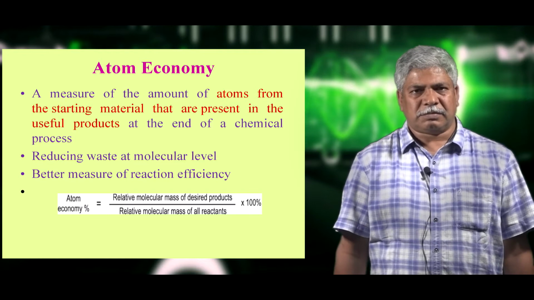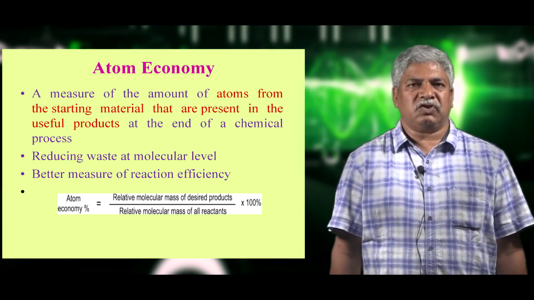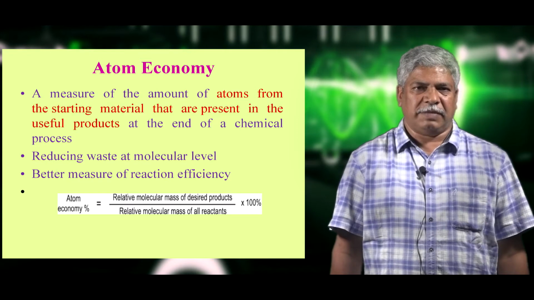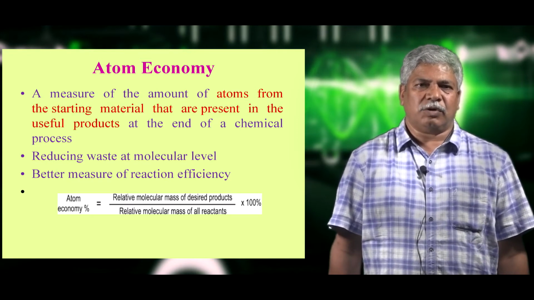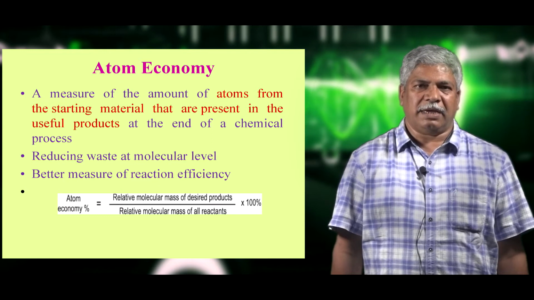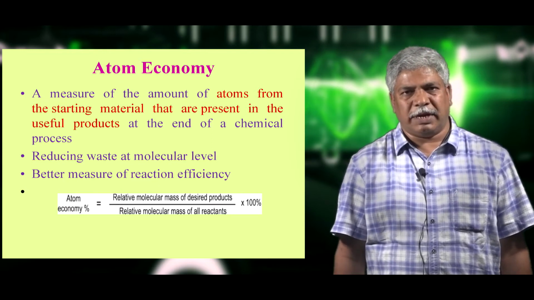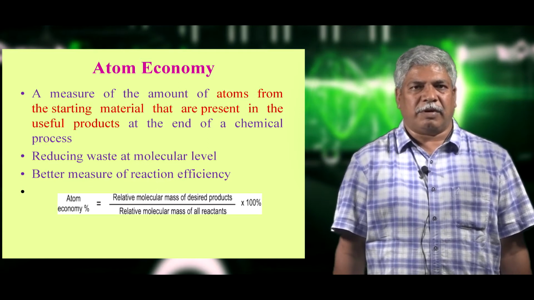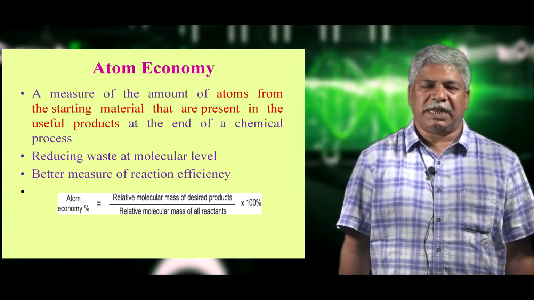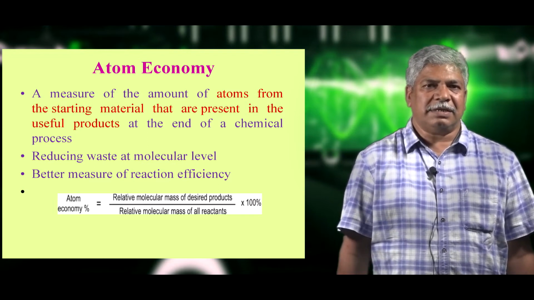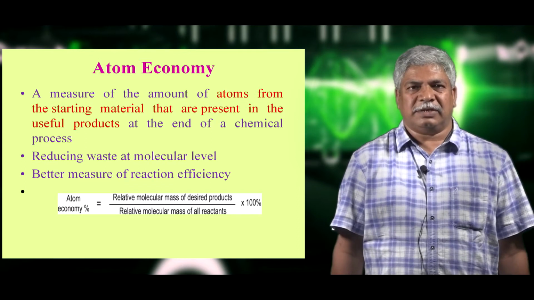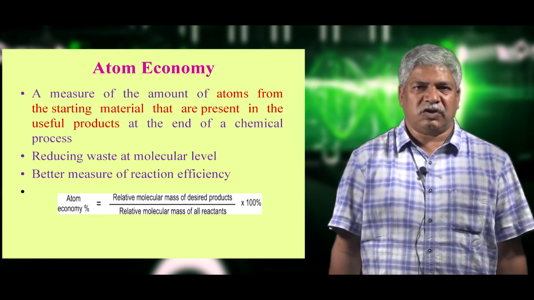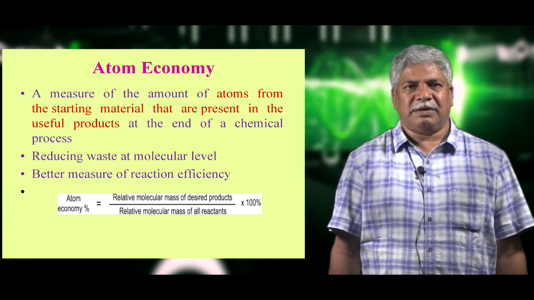Okay, now let us see the second principle of green chemistry, that is atom economy. Here we are arresting the waste at the molecular level itself. That is, whatever reactants we are taking should completely go into the product. All the atoms present in the reactants should end up in the product, so that no waste is generated. So it is a reasonable measure to compare reactions as far as green chemistry is concerned. Let us see with an example.